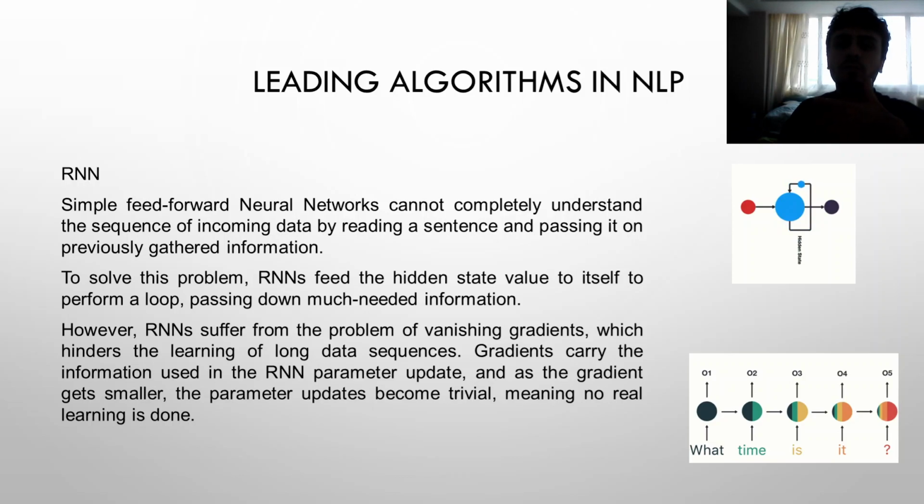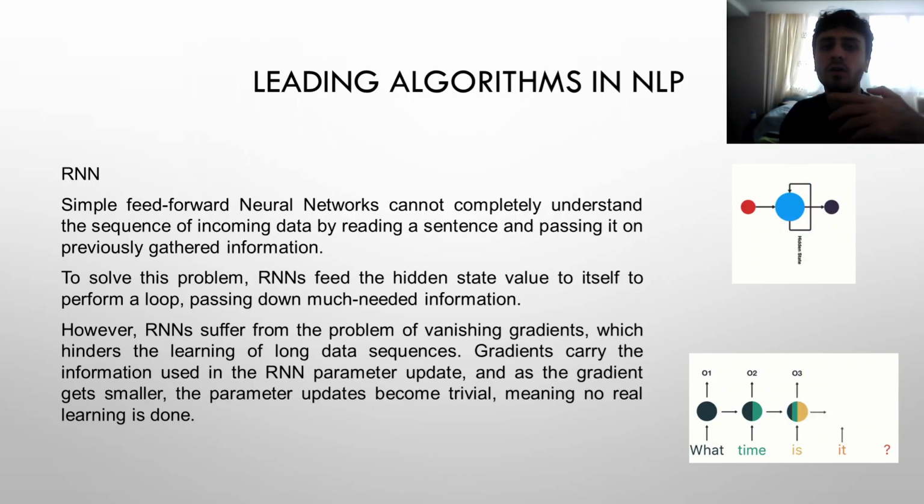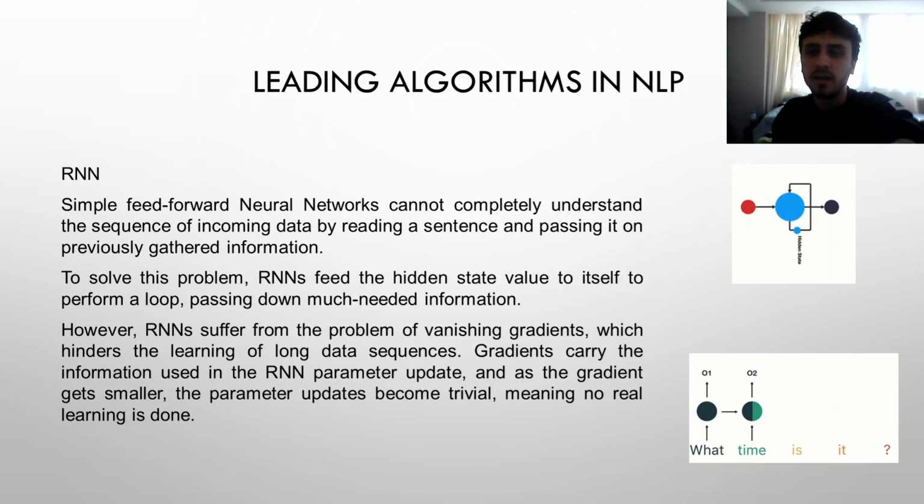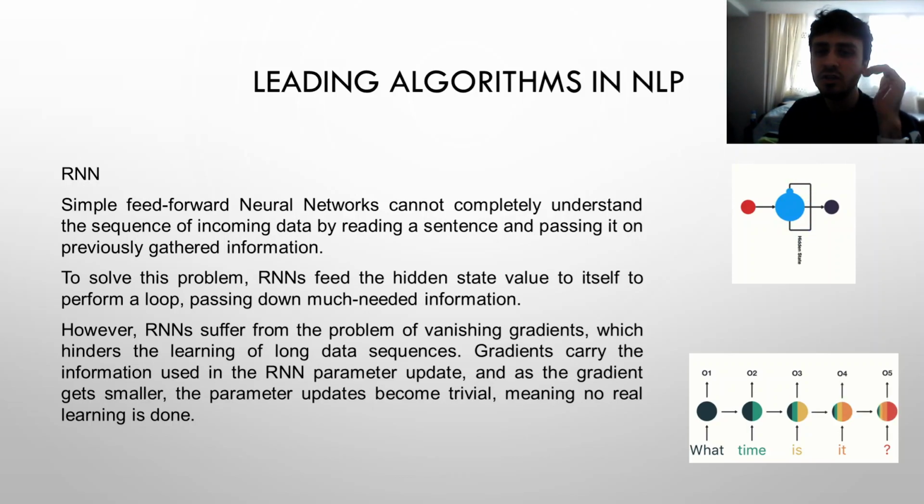A simple feed-forward neural network cannot completely understand the sequence of incoming data by reading a sentence and passing on previously gathered information. To solve this problem, RNNs feed the hidden state value to itself to perform a loop, passing down much needed information. On the right, you can see there's an input layer, an output layer, and the hidden layer feeds itself, creating a loop. However, RNNs suffer from the problem of vanishing gradients, which hinders the learning of long data sequences. Gradients carry the information used in the RNN parameter update, and as the gradient gets smaller, the parameter updates become trivial, meaning no real learning is done.